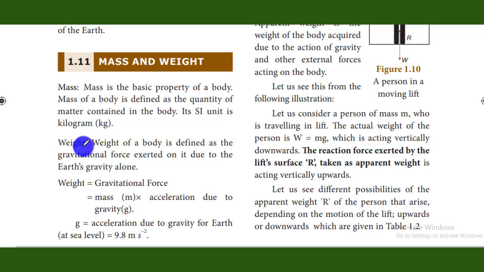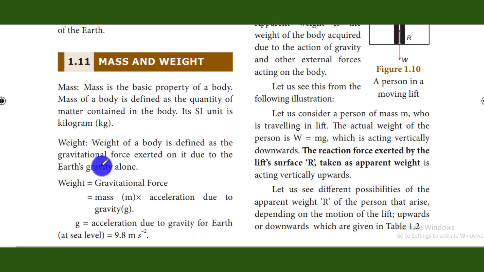But in the case of weight, the weight of a body is defined as the gravitational force acting on the body. Whether it is 5 kilogram, 20 kilogram or 30 kilogram of mass, whatever you take, how much gravitational force is acting on the body is called weight. And it is due to the earth's gravity alone. You should not take any other forces. You consider only the earth's gravitational force.